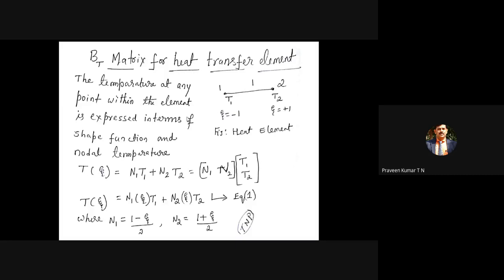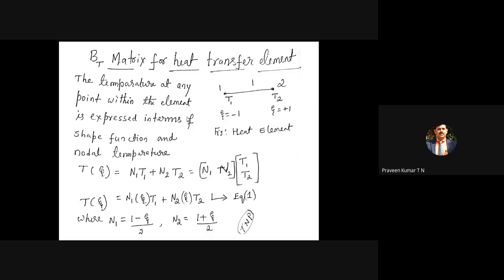What is the purpose of getting the strain? Finally, we want to find out the stress in the body. To get the stress, we require strain. To get the strain, we require displacement. The displacement we get from the equation KQ is equal to F. Once you know the displacement, and once you know the B matrix for the given element, we can find the strain. The B matrix for the bar is different, the B matrix for the triangular element is different, and the B matrix for the hexahedral brick element is different. So for each and every element, the B matrix is different.